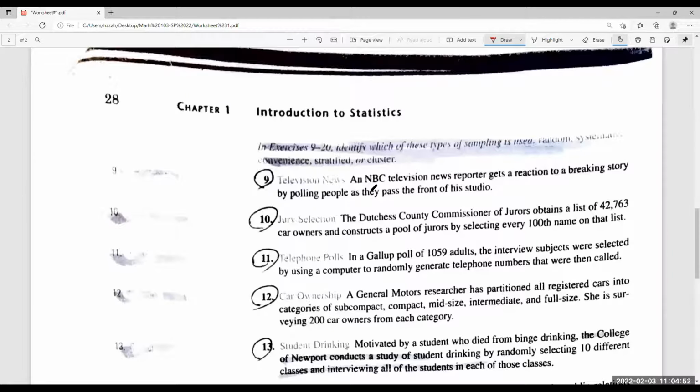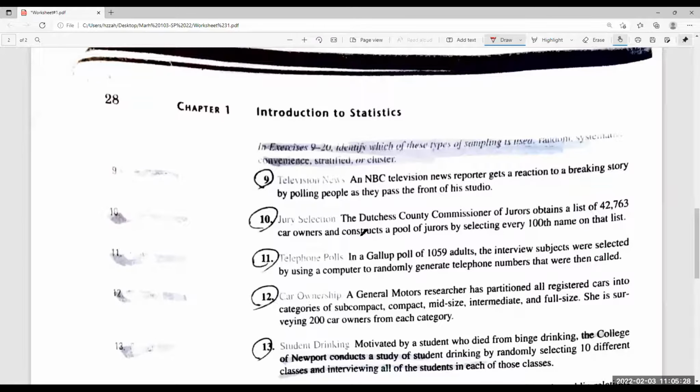And for the test, you should expect to have those five to go through. Okay, so let's try to see if we can do it. The first one, is that convenience? Yes, an NBC television news reporter gets a reaction by polling people as they pass the front of his studio. Okay, it's convenience because it's a lazy one, if you like. So this is the first one, convenience.